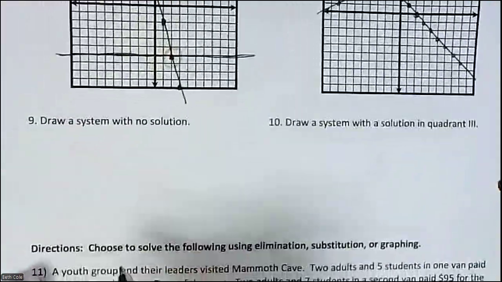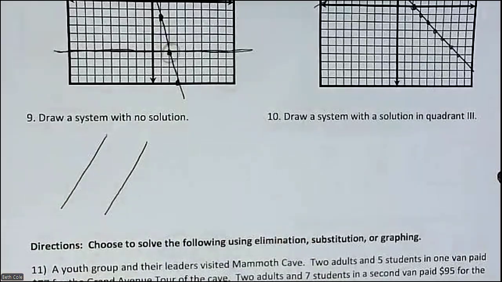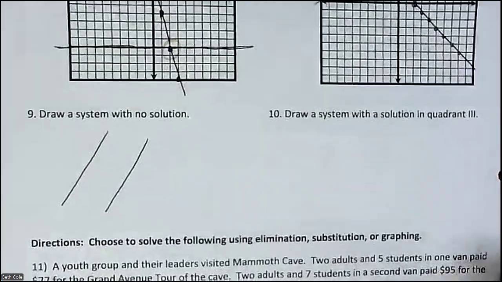Cool. Draw a system with no solution. Something like that. They're not going to intersect, parallel. What would it look like for infinite solutions? On top of each other. So it would look like one line. Is what that would look like.